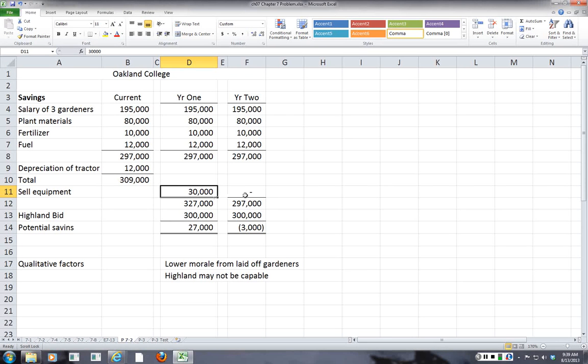But then in year 2, you can't sell it again; it's already sold. So for year 2 and years thereafter, it costs $3,000 a year more if they go outside than if they do it themselves.